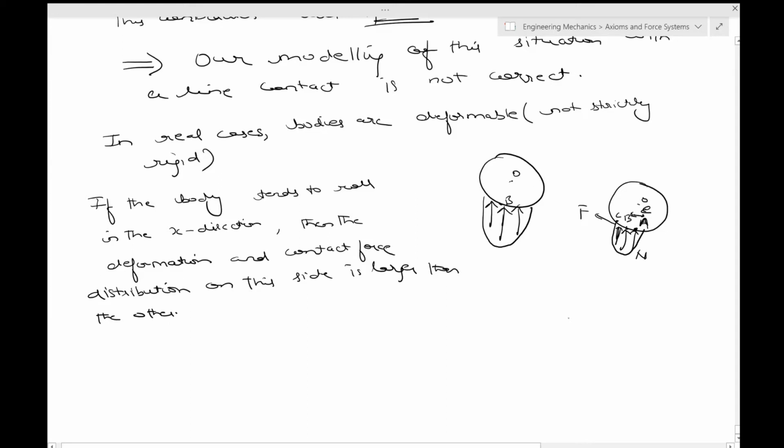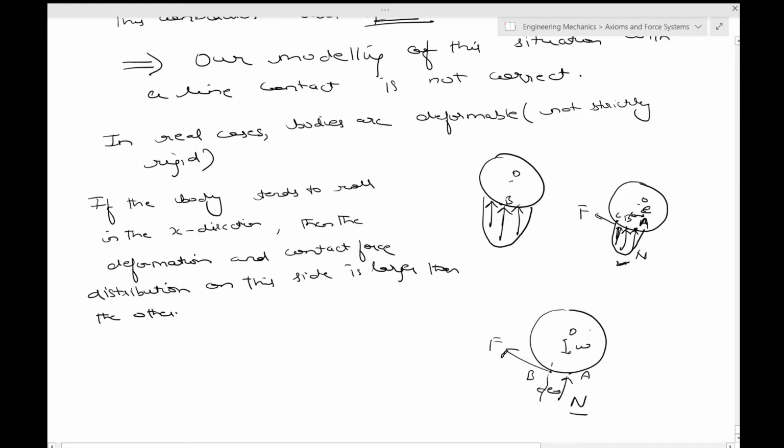Let me draw that properly over here. So this is the point B, this is the point F, and this is the point A. So this normal is now the resultant of this distribution, and the resultant of this distribution was not acting at B, but it was acting at A. Okay, so this distance is E, and nothing else actually changes at O.